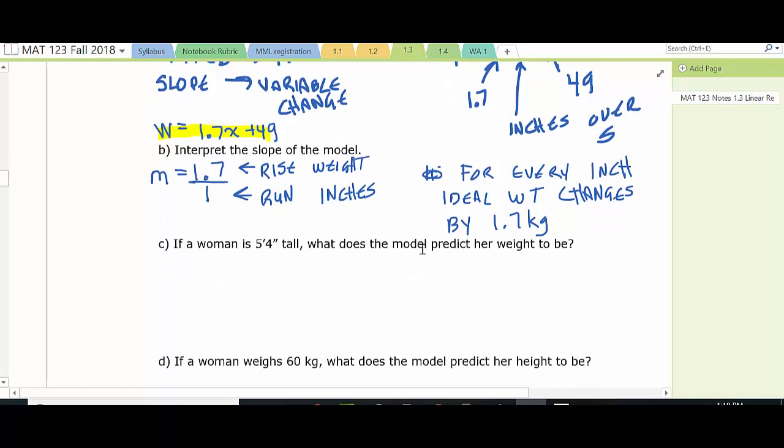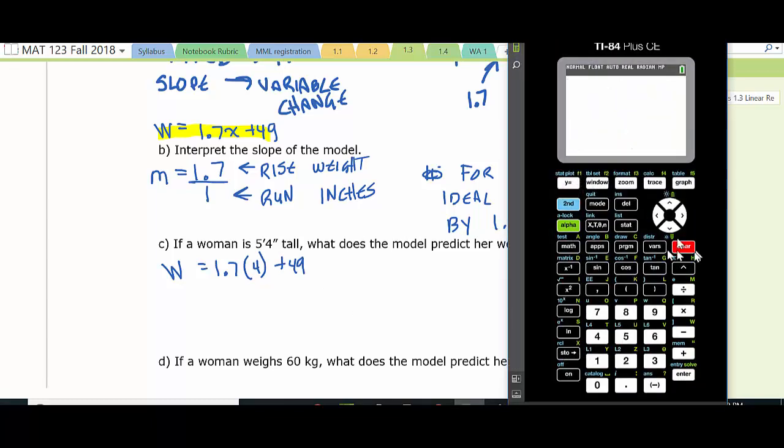The rest of this is just kind of a little bit of number crunching. So with part C, it says, if a woman is 5'4", what would her ideal body weight be? Then what do you do? You take the model and do what? Remember, it's past 5 feet. How far past 5 feet are you? 4 inches. Good. So what you'll do is W equals 1.7 times 4 plus 49. Now you're plugging in for x however many inches you are past 5 feet.